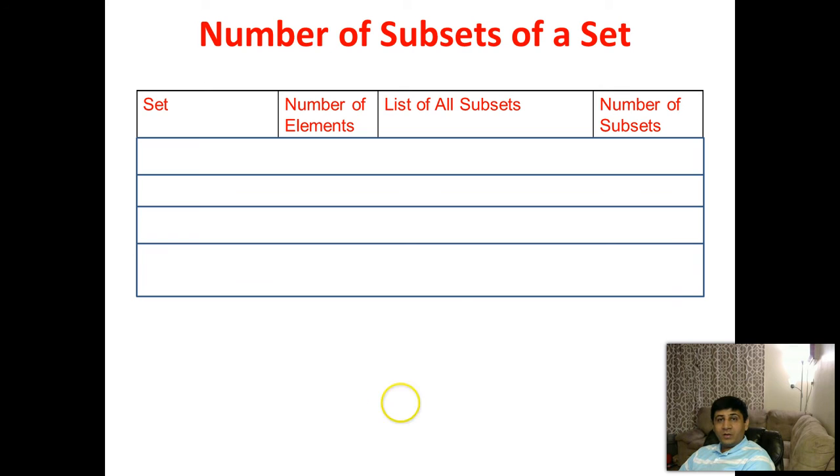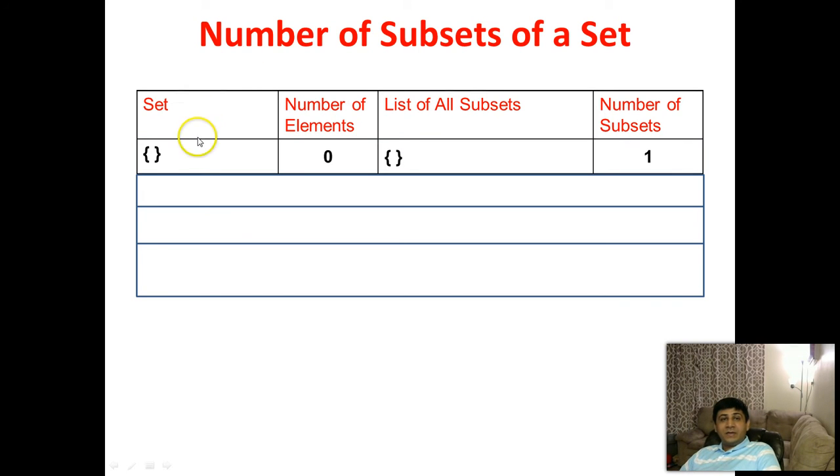Before we give a formula to find the number of subsets of a given set, let's look at a few examples and try to see the trend, where things are going. Let's start with an empty set. Suppose we have a set which has no elements in it, number of elements 0.